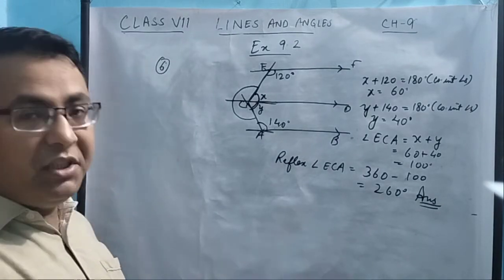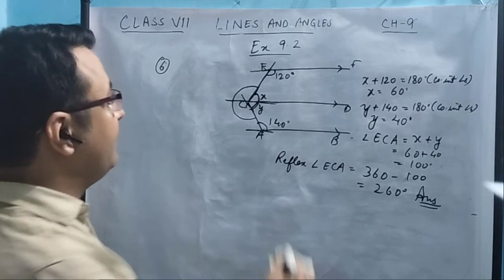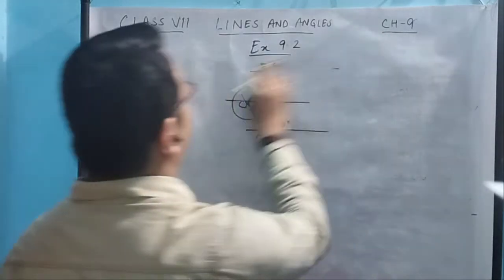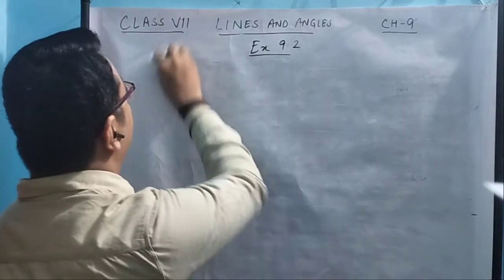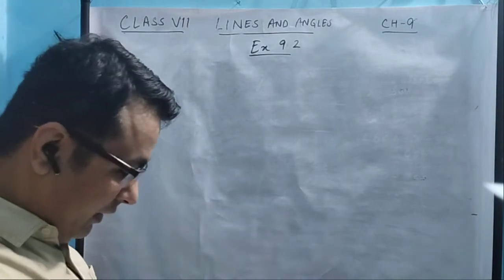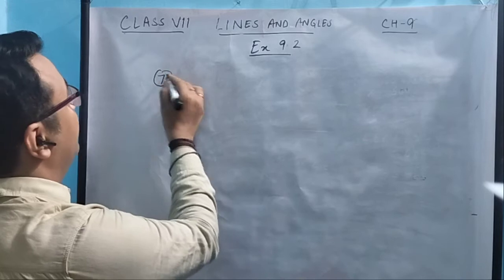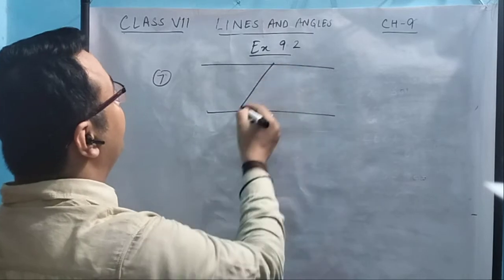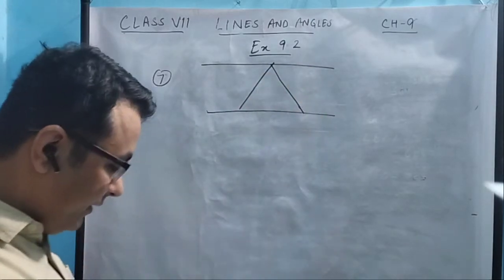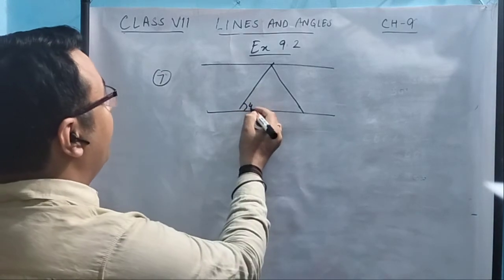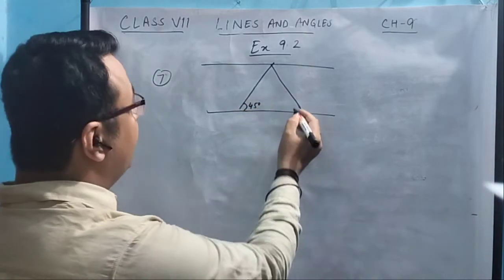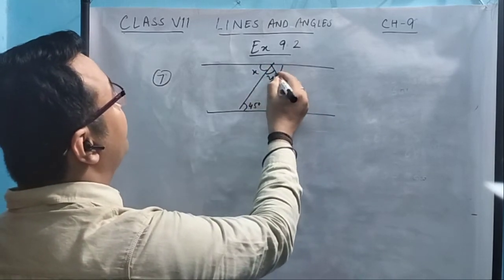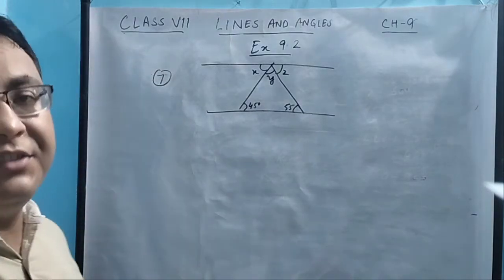Now let us also see question number 7 of the same exercise. Figure of question number 7. Figure is like this. Two parallel lines are given and one triangle is in between these parallel lines. This angle is 45. This angle is 55. This is X, this is Y, and this is Z. So we need to find the values of X, Y and Z.